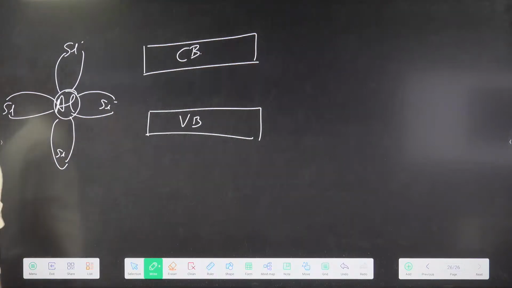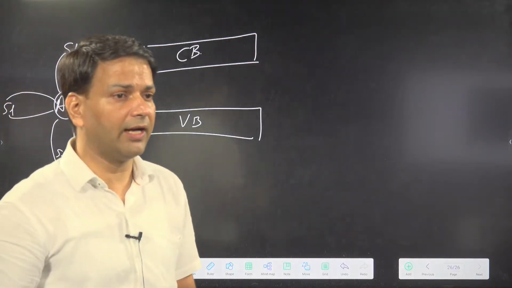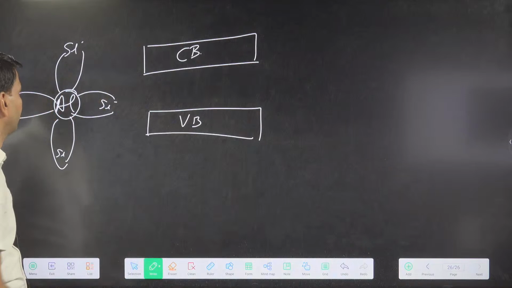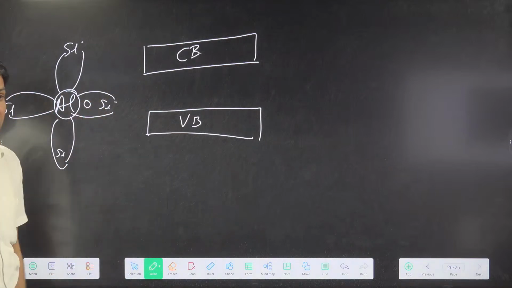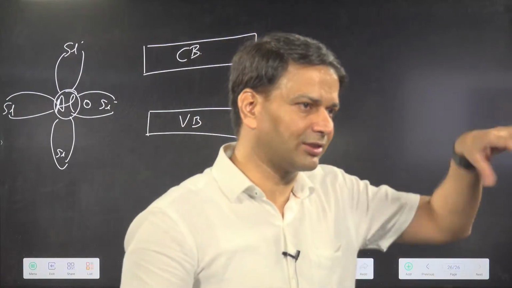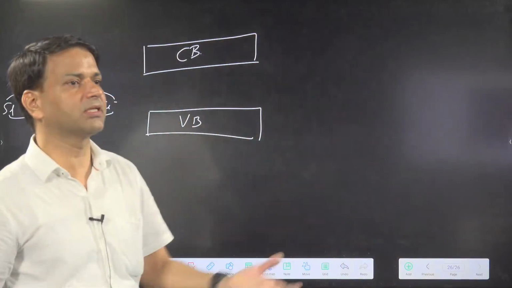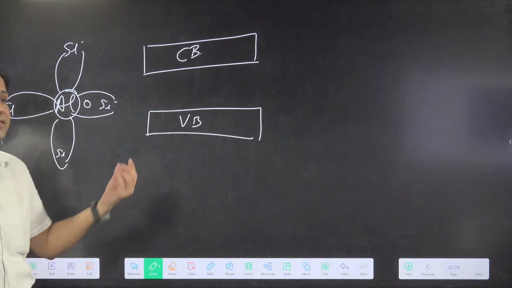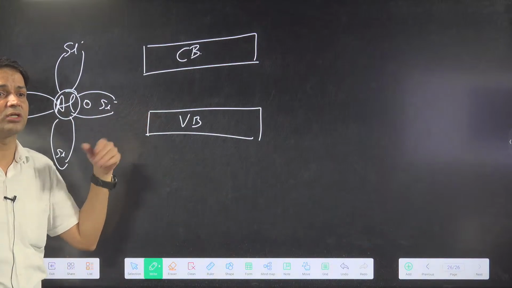But it has only 3 electrons. So one covalent bond will have a deficiency of electron. Why? It has only 3 electrons. So this deficiency means electrons are lesser, electron density is lesser. That's why we take it as a positive charge. So this is called the hole.